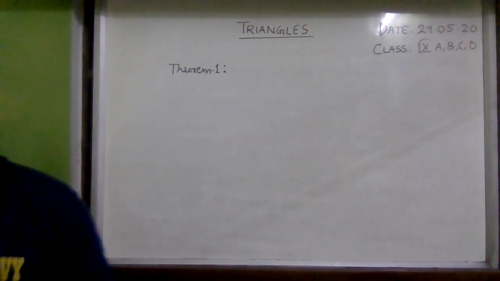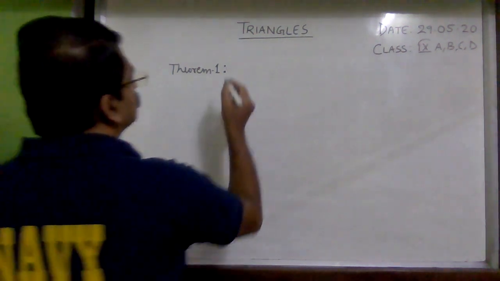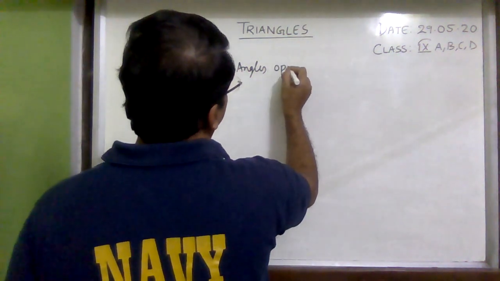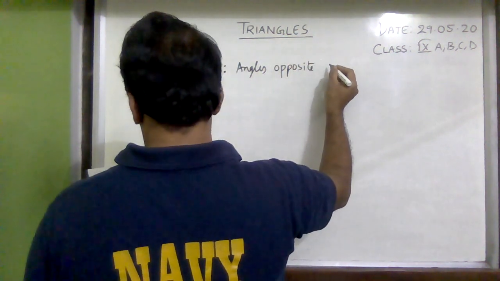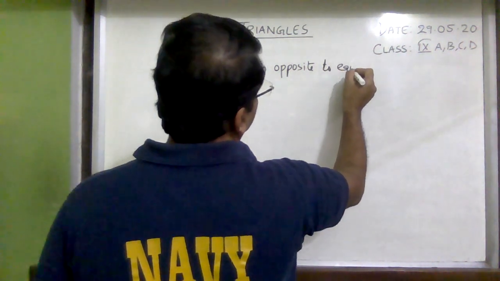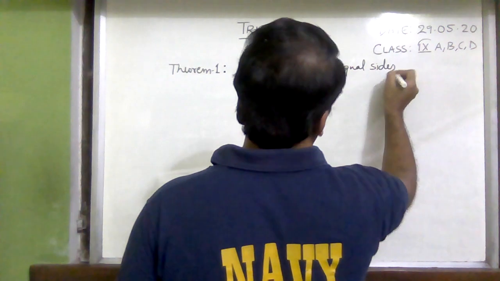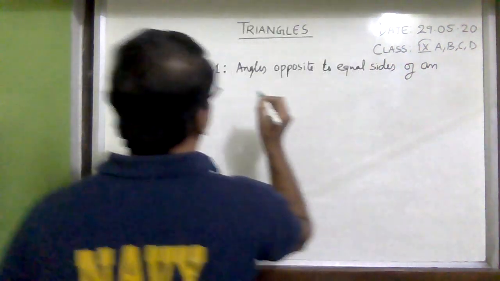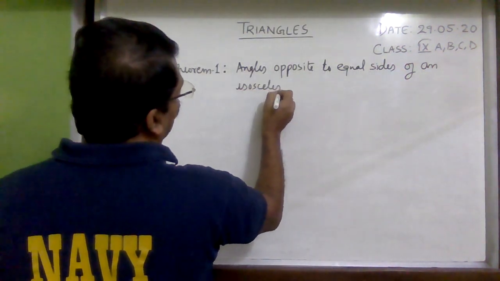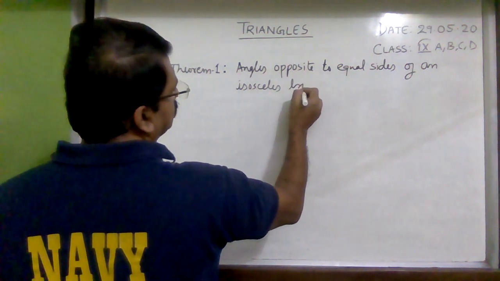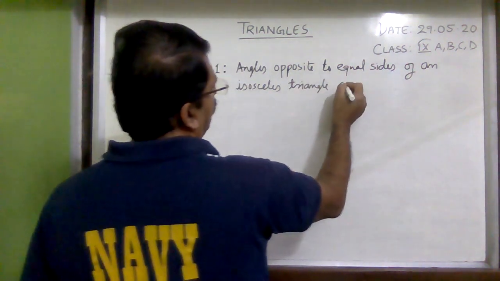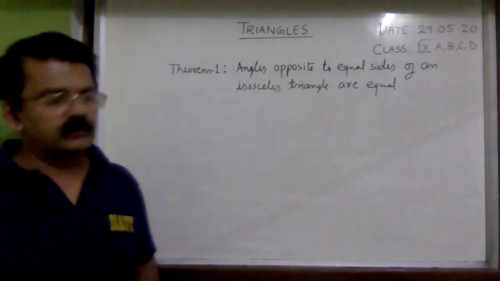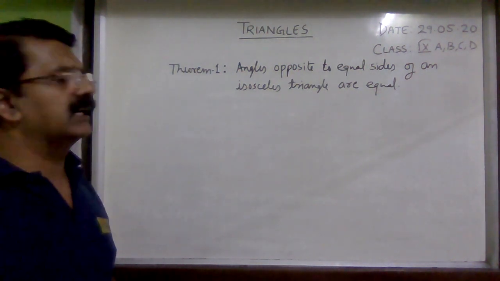Now, the first theorem is angles opposite to equal sides of an isosceles triangle are equal. So the theorem is: angles opposite to equal sides of an isosceles triangle are equal.